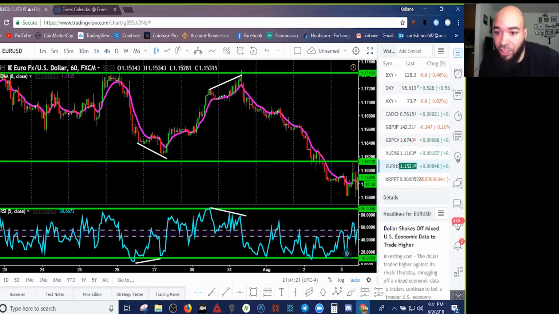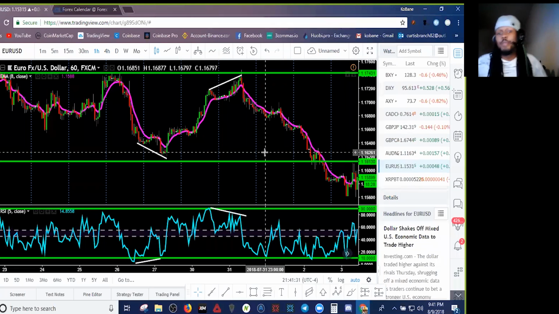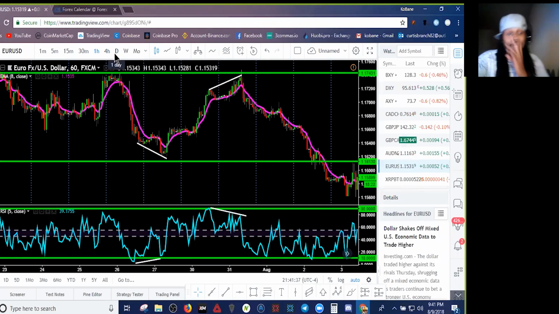How do we follow price trend? You kind of went over that, but how do we follow a price trend? You want to follow a price trend simply by looking at structure. What I like to do is go to a higher time frame, something like the daily.